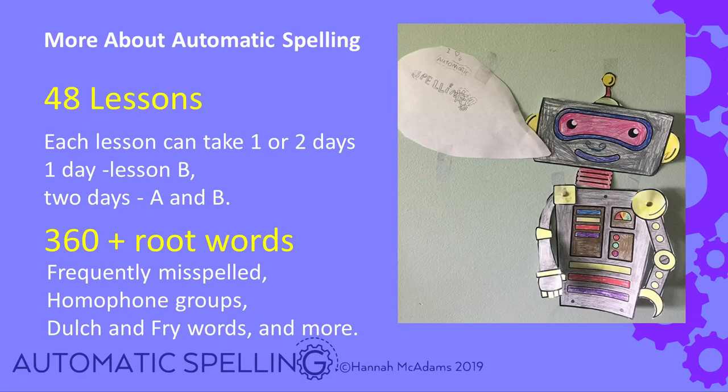Everybody really likes that. Okay, so a little bit more about automatic spelling. There are 48 lessons. Each lesson can take 1 day or 2 days. If you choose to do 1 day, then you just do lesson B. Lesson B has a lot of homophones and compound words and extra things that are a little harder. If you want to do 2 days for a lesson, then you do lesson A the first day and lesson B the second day. Lesson A is not supposed to have any suffixes for the new words. There's suffixes for the old words that they've reviewed, but for any new words, there shouldn't be any suffixes in lesson A. Okay, so it just kind of depends on your child and how they're doing.